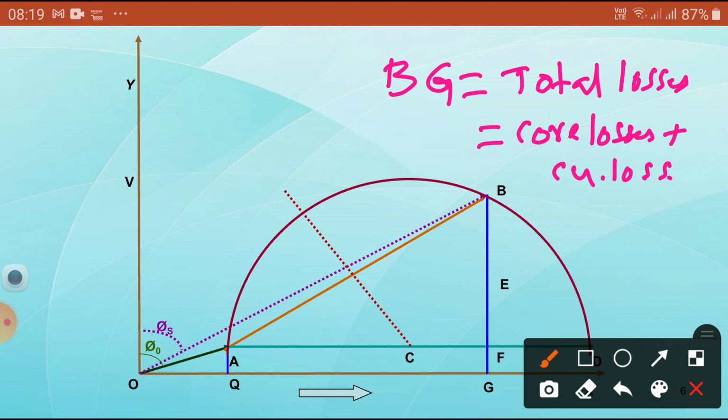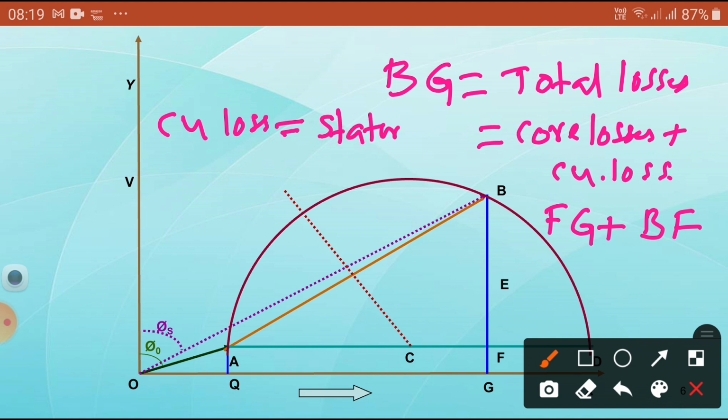Okay, copper losses. Here BG is the power input, and BF is the core losses. What is FG? This is the core losses, the fixed losses, plus the copper losses BF. Now we know that copper losses are of two types: the stator copper loss and the rotor copper loss. The stator has the winding, so copper losses equal stator copper loss plus rotor copper loss. I want to divide the stator copper loss and the rotor copper loss.